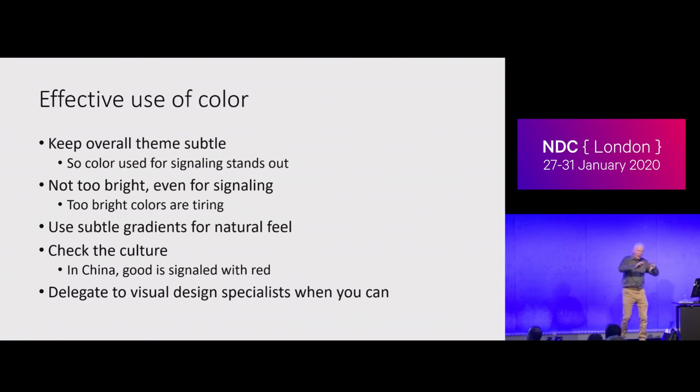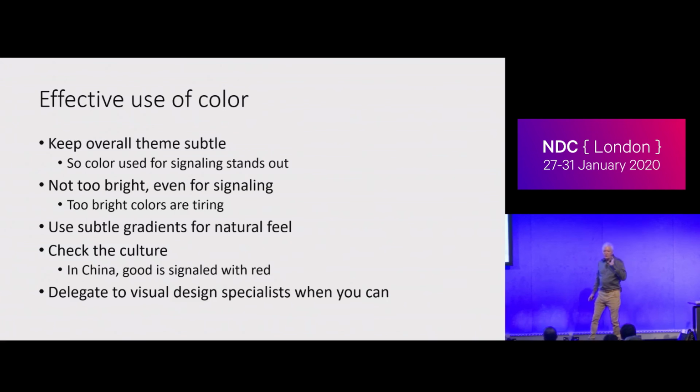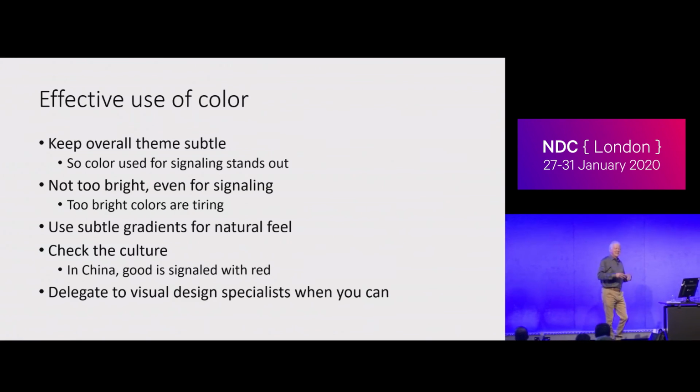Keep your overall theme subtle, because when you do use color for signaling, you want it to stand out. Don't make things too bright, even for signaling. I never use genuine red for hardly anything. I use instead a color called light salmon, which is kind of a reddish orangish color and communicates very well but isn't so fatiguing to look at.